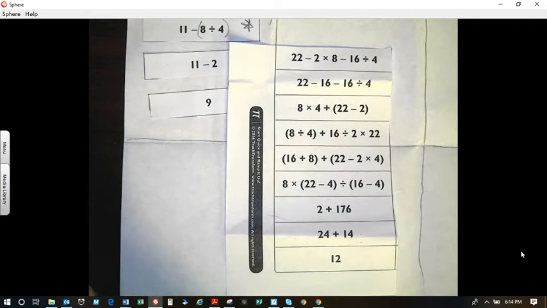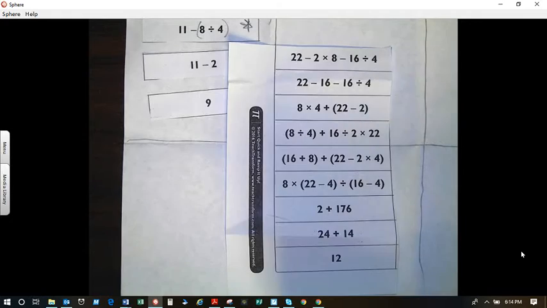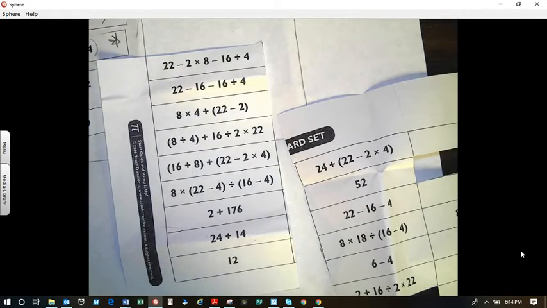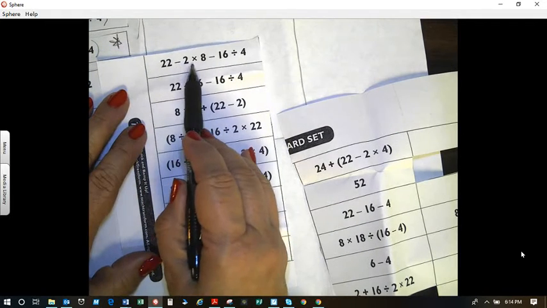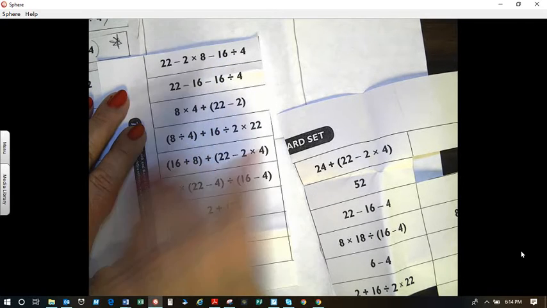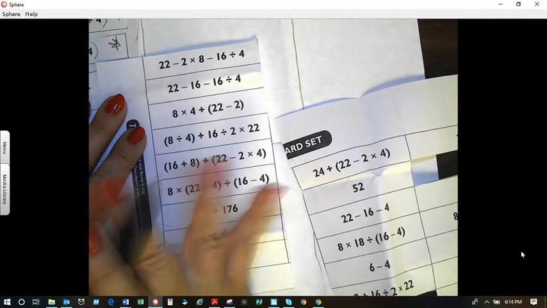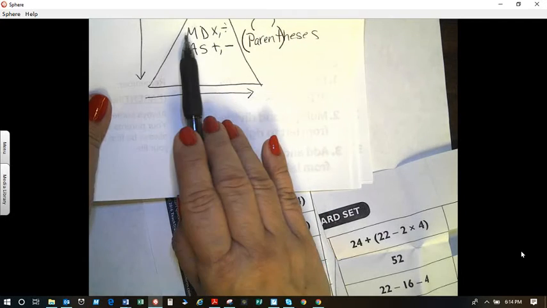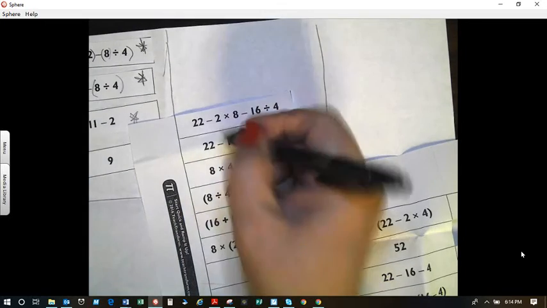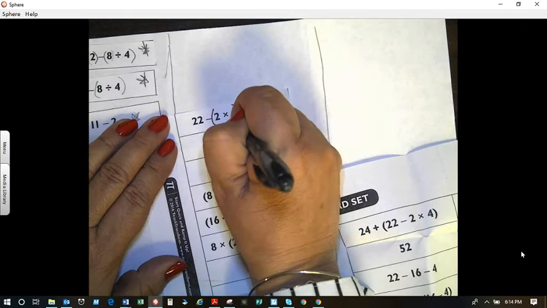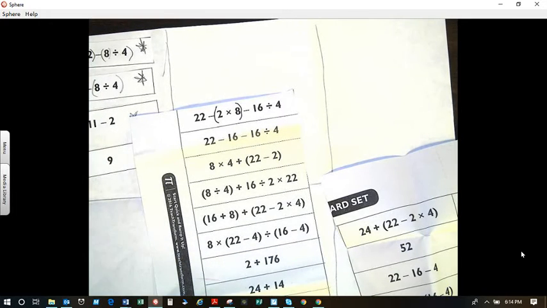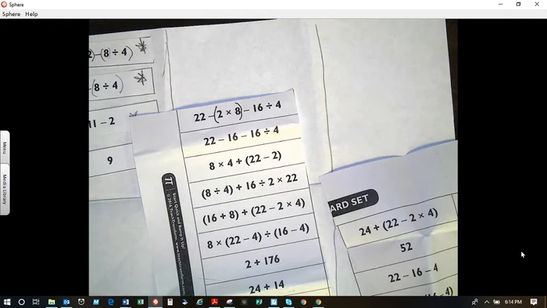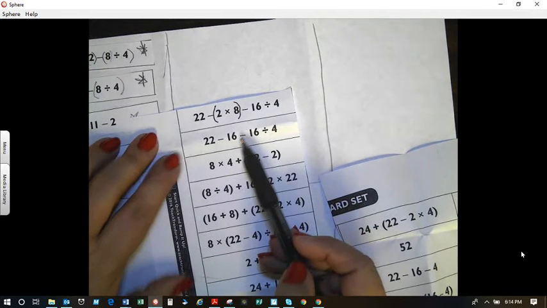This is what I had. Now, my next problem is 22 minus 2 times 8 minus 16 divided by 4. Now, I have to look at what could I group in here first, because I have to multiply or divide, right? So I can put parentheses around this one. So what is 22 minus 2 times 8? That's absolutely right. It's 16. I'm going to need to look for it. Now look at this. It's 16.